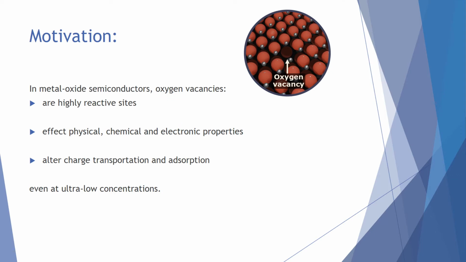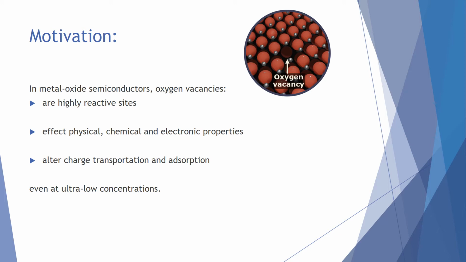Oxygen vacancies are some of the most reactive sites on metal-oxide semiconductor surfaces. They can drastically affect the physical, chemical, and electronic properties of your film. For example, they can change the color, they can change the reactivity, and they can also change the band structure by inducing defect states. As a result of this, inducing oxygen vacancies on your surface or on your material can drastically affect the charge transportation and the absorption of molecules, the interaction of molecules with your surface.